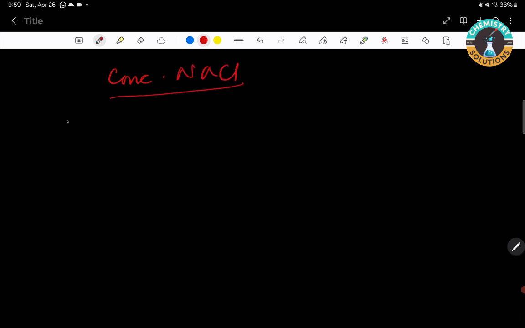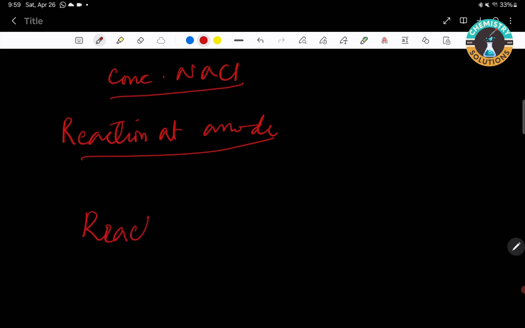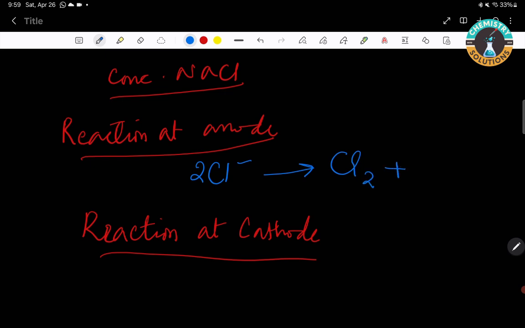So for sodium and chloride, now for concentrated NaCl, the reaction at the anode and the reaction at the cathode. At the anode, negative ions will go, and in concentrated solution, chloride ions will go. Memorize the reaction. Loss of electrons is there, so oxidation is there. Whereas for the reaction at the cathode, hydrogen ions will go, take up the electrons and become hydrogen gas.